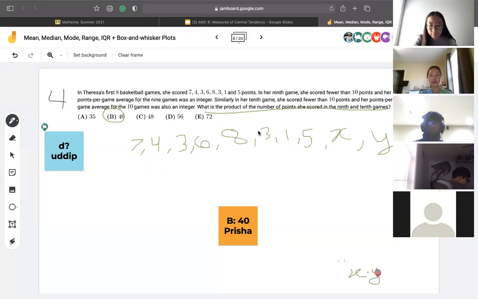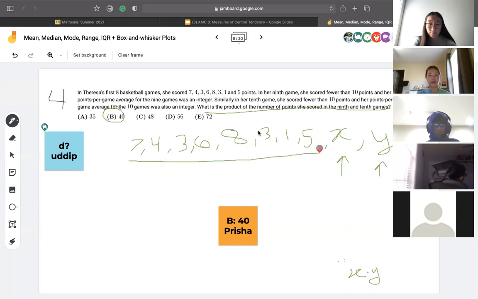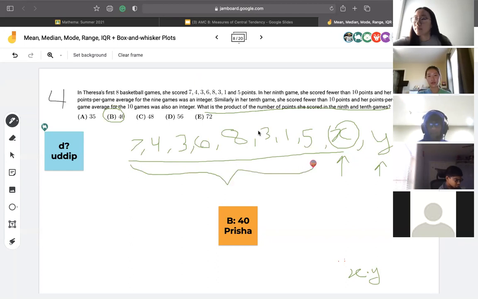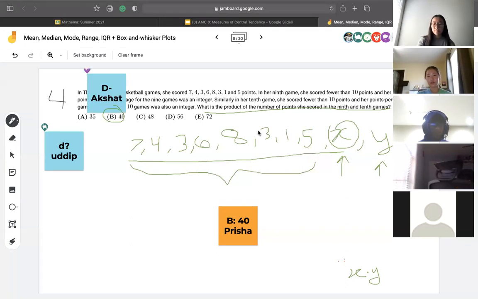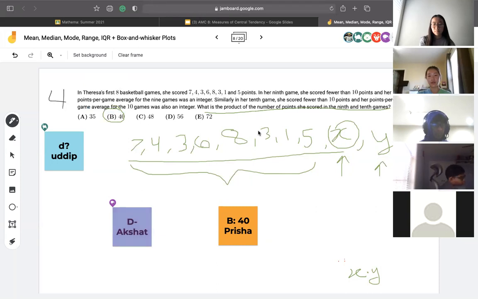First of all, it tells us that both of these two numbers are obviously integers under 10, and the average of these 9 numbers is an integer, and then the average of all 10 of these numbers is also an integer. So first, we're going to try to figure out what x is. Let's first add all of these scores that we already know. So that would be 11, 14, 20, 28, 31, 32, 37.